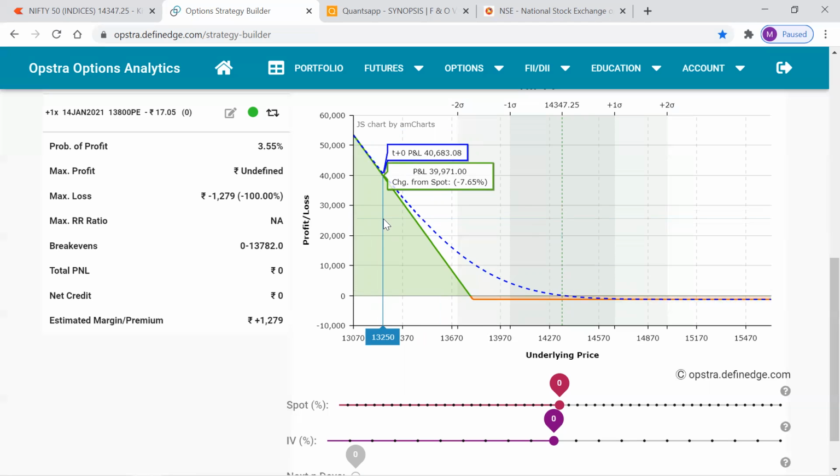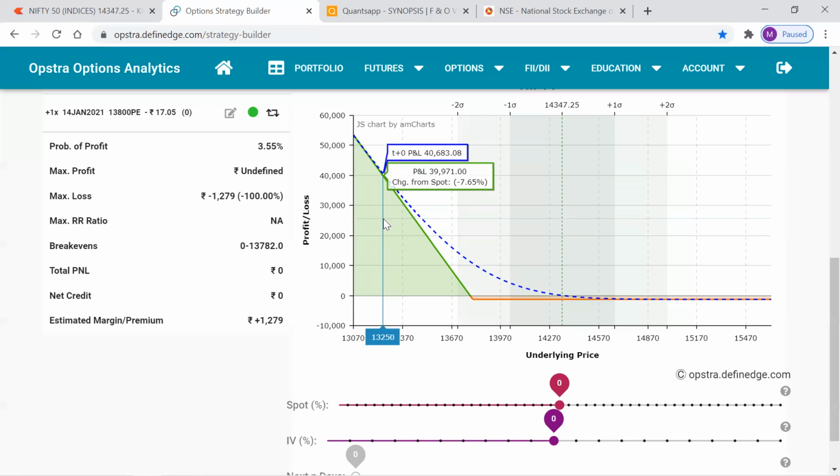I repeat, if your view goes right, if the market falls below 13,800, the more it falls, the more profits you get. If it goes down to zero from the current price of around 14,300 before 14th of January, then you will have maximum profits. So in the long put option strategy, your profit potential is unlimited. The more the fall, the more profits you get.